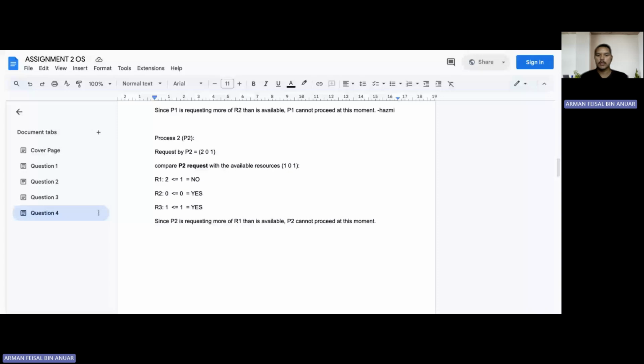For R2, 0 is equal to 0, so it can proceed. For R3, 1 is equal to 1, so it can proceed too. Since P2 is requesting more of R1 than is available, P2 cannot proceed at this moment.